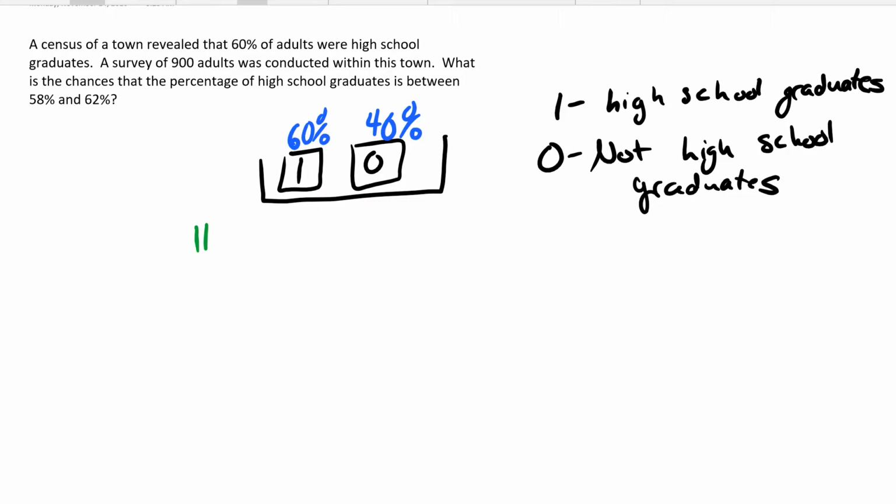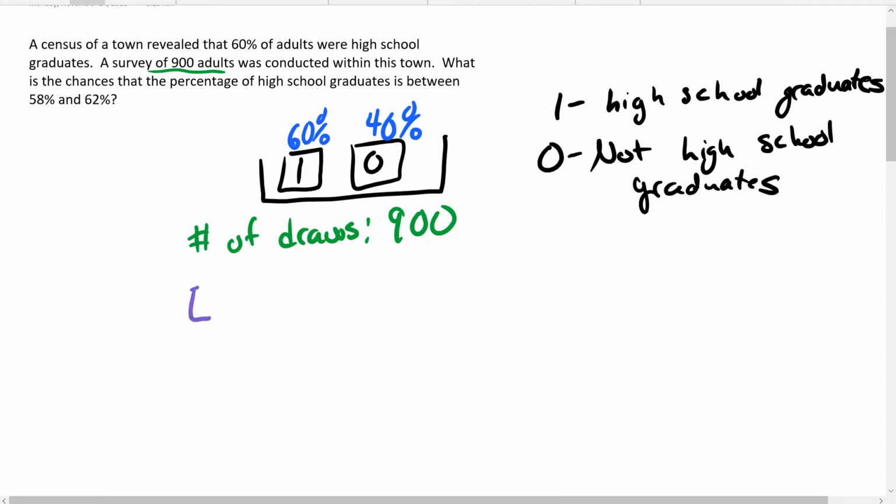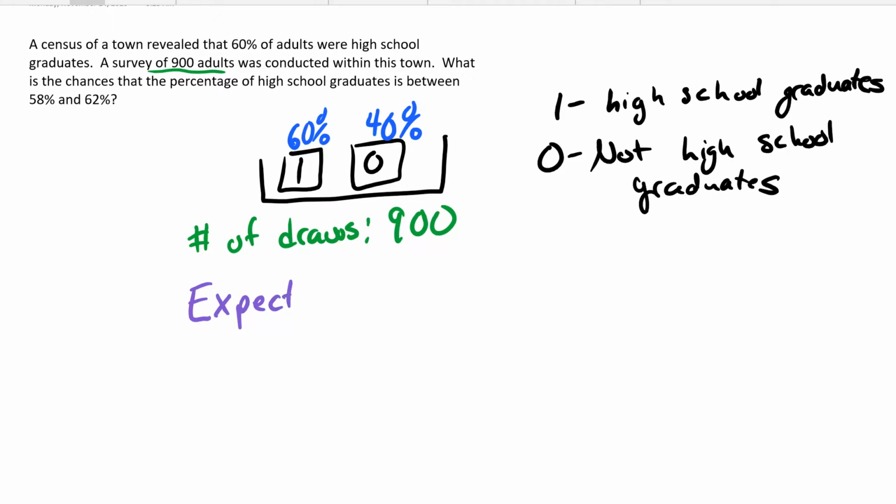The number of draws from the box is 900 because that is the sample size. Next, we want to figure out the expected value. Here we're answering in percentages, so what percentage of the sample do you expect to be 1s? Well, we would expect it to look something like the population, like the contents of our box. So the expected value is 60%.